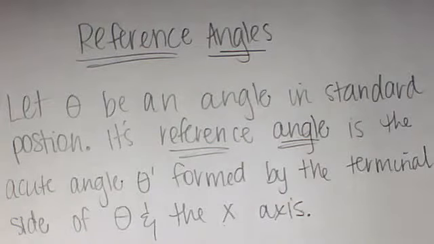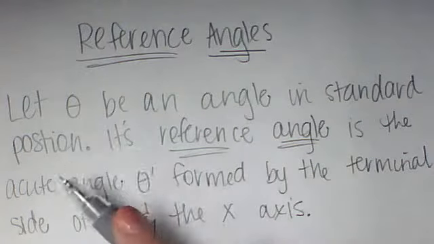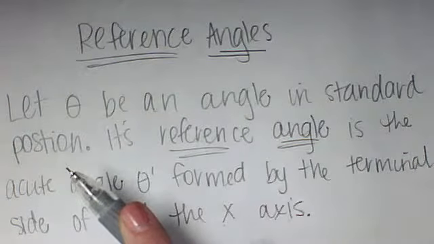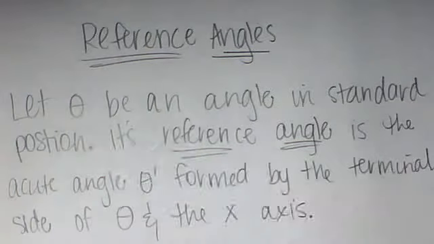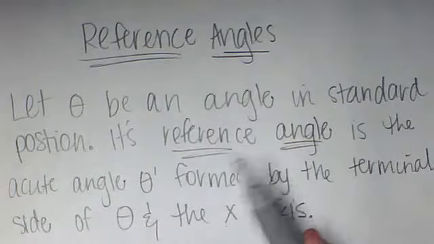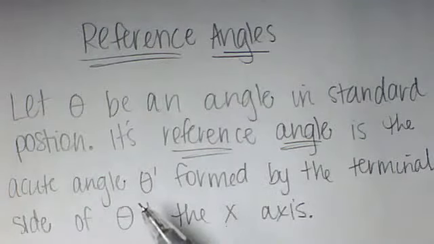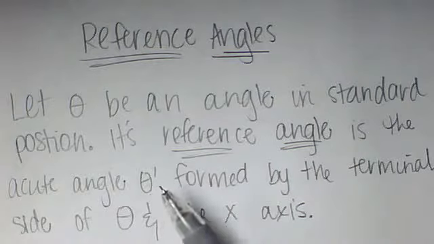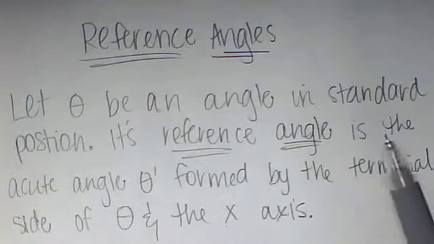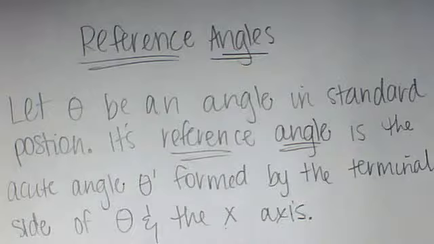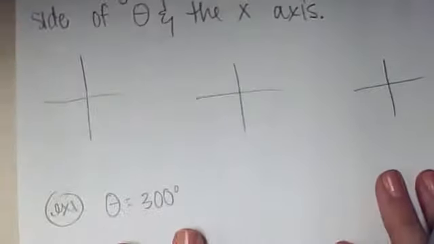So the definition is: let theta be an angle in standard position. So theta is the angle. Standard position, remember, just means that it starts at 0 and then goes to wherever it's going to stop. Its reference angle is the acute angle, so acute's less than 90 degrees, theta naught, or theta prime, formed by the terminal side, where the original angle theta ends, and the x-axis. Let's look at what that means in practice.